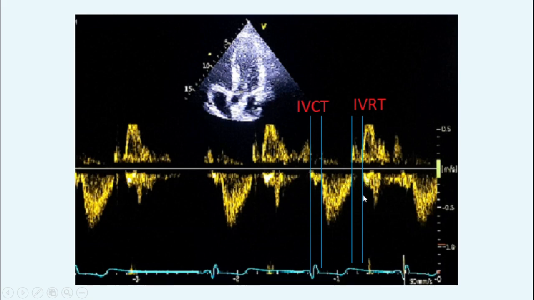And IVRT is right after the LVOT Doppler and before the start of mitral valve inflow or E wave. So this is the time we measure as IVRT.